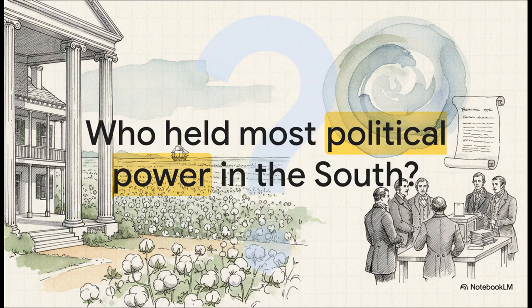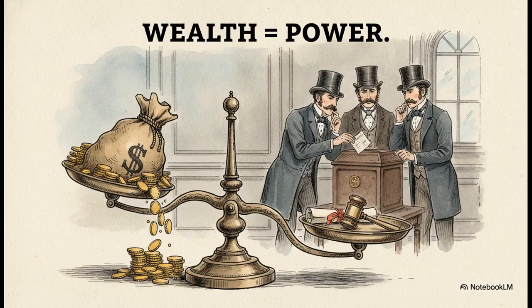Based on what we just discussed about massive wealth and the scale of these plantations, ask yourself, who actually held most of the political power in the South during this time? If you guessed the plantation owners, you hit the nail on the head. A very small percentage of incredibly wealthy landowners controlled not just the vast majority of the land, but practically all of the political power. Wealth directly equaled political control.